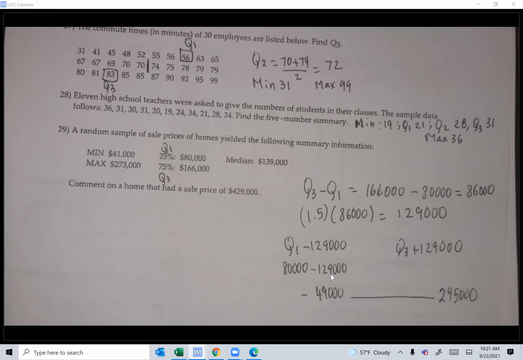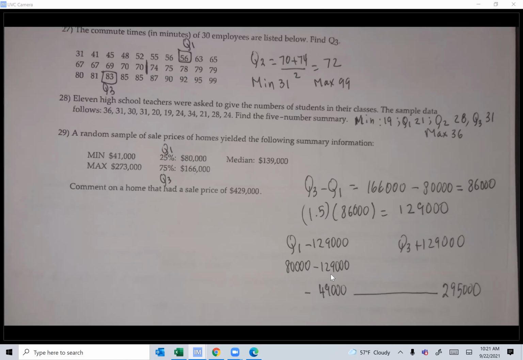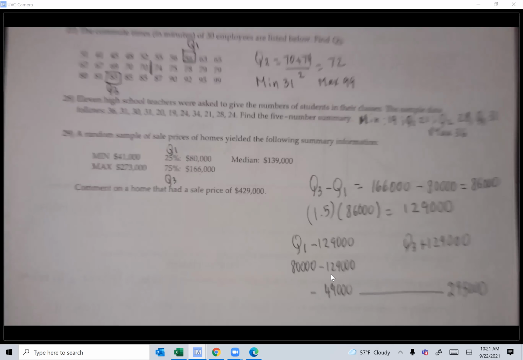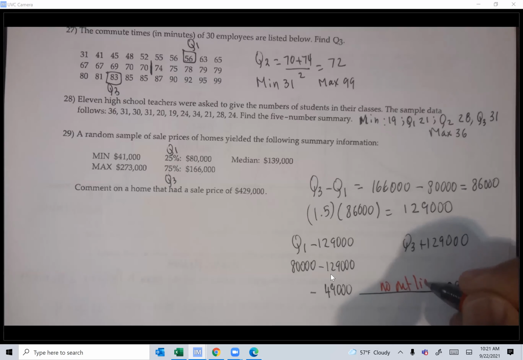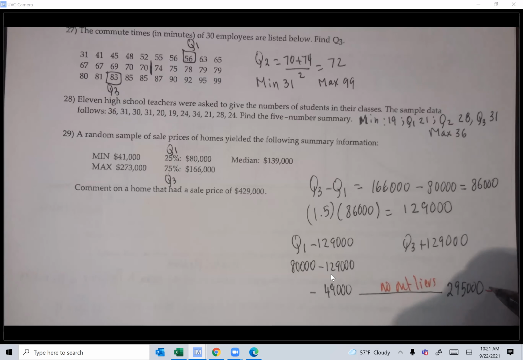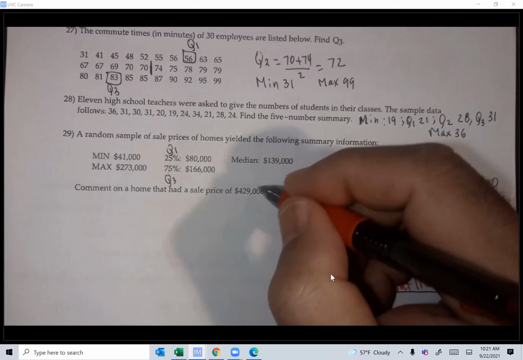All right. So actually 429 is an outlier. There's no outliers below. Anything beyond 295 is an outlier.